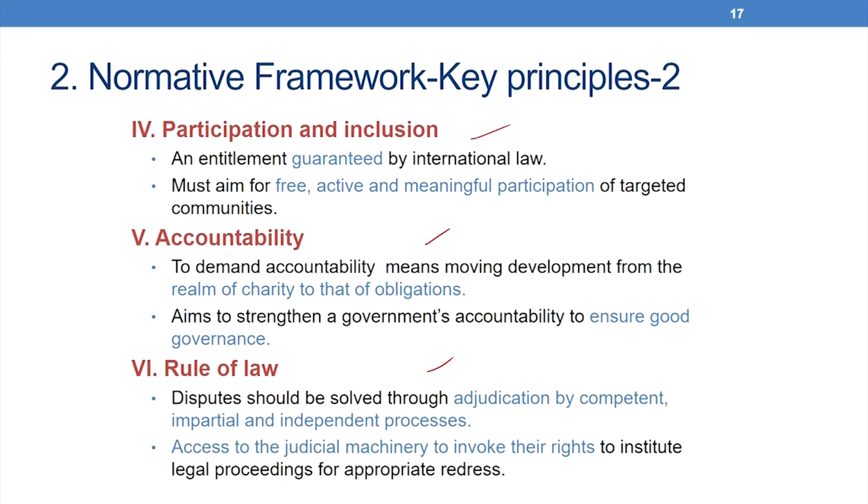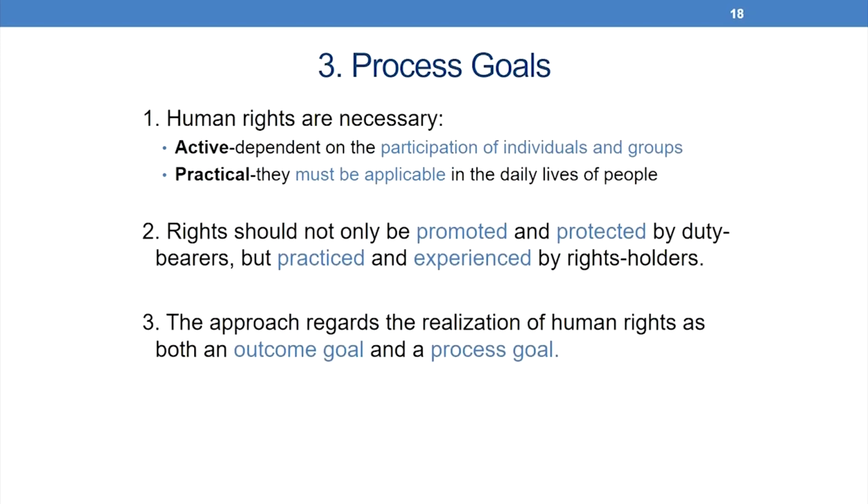Finally, rule of law. Disputes should be solved through adjudication by competent, impartial and independent processes, with access to the judicial machinery to invoke their rights and to institute legal proceedings for appropriate redressal, grievance redressal. Now, finally, let us look at some of the process goals. The process of realizing human rights is central to a rights based approach. A person is a subject of his or her rights and an active participant in his or her development.